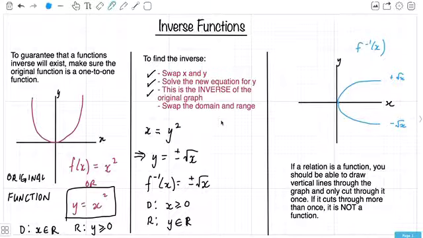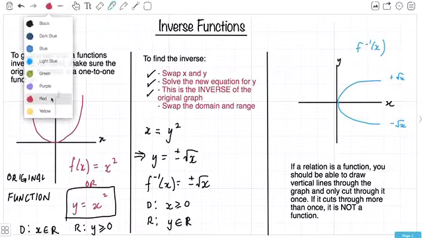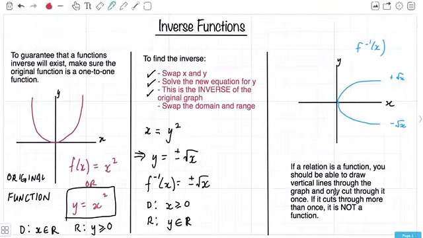So now we've sketched it, we need to check that our inverse actually is a function. There are two types of things that you can graph, relations and functions. Not every relation is a function, so we have to be very careful. To make sure that we have a function, you should be able to do something called the vertical line test. You should be able to draw vertical lines through the graph, and it should only cut through the graph once. If it cuts through more than once, it's not a function.